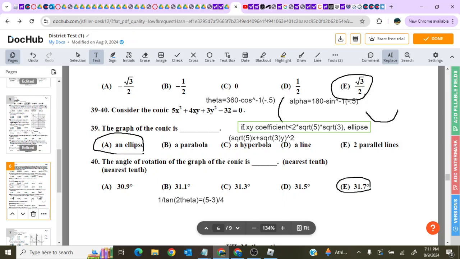The angle of the rotation of the graph is what? Angle of rotation formula: 1 over tangent of 2 theta is equal to this x coefficient minus y coefficient over xy coefficient. Do that, you get a value of 31.7.